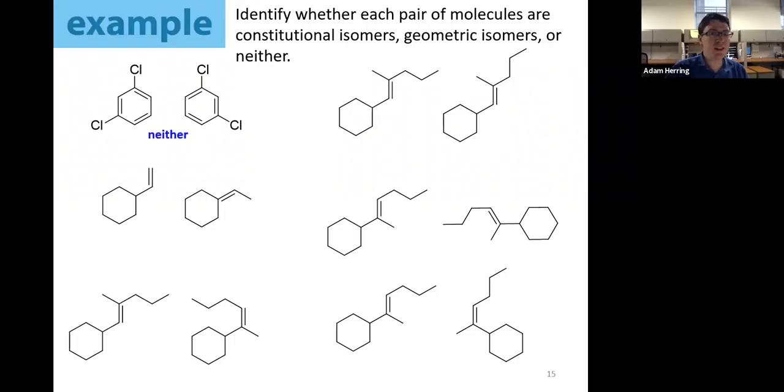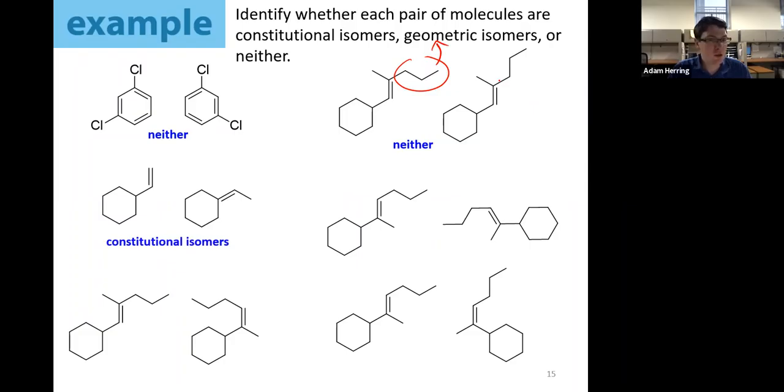The first molecule is neither. These are actually identical to each other. We've just taken the molecule and rotated it. Molecule on the right are neither. These are actually the same molecule. We've just essentially taken this and we've lifted it up a little bit, rotated that bond.